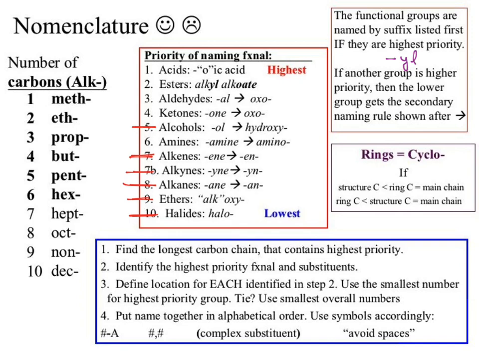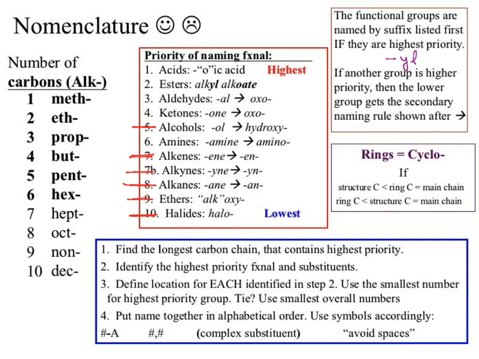Find your longest carbon chain that contains the highest priority. Identify your functional groups and substituents. Define locations. There's all sorts of nasty rules on this. You want to use your smallest number for your highest priority functional group. If there's a tie, then use the smallest overall numbers. If there's still a tie, goes alphabetic. If there's still a tie, it goes to the most points scored. It's literally that dumb. The most points scored was a reference to World Cup breaking of ties. If you didn't get it, don't worry about it. Not relevant to nomenclature.